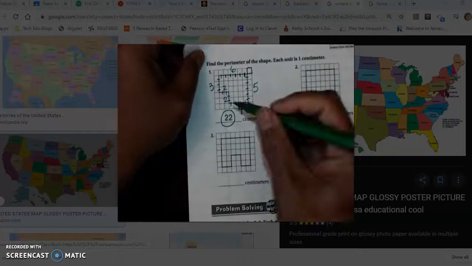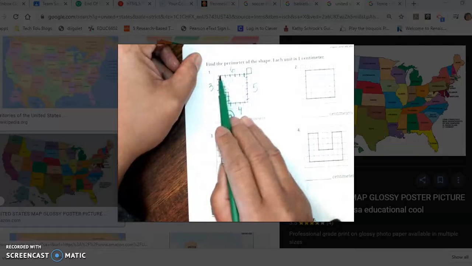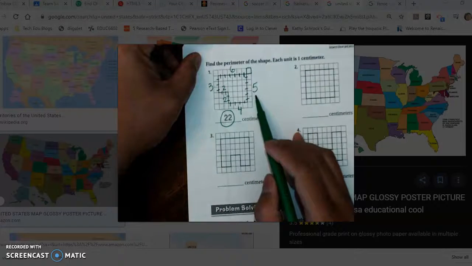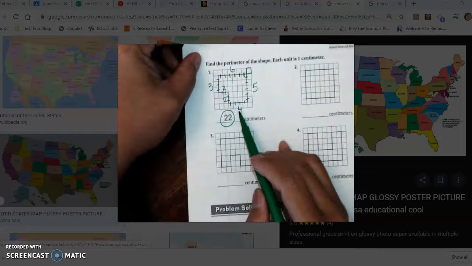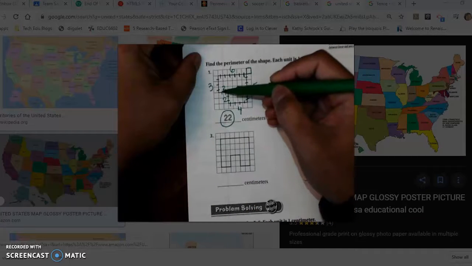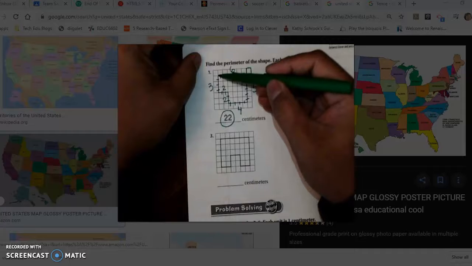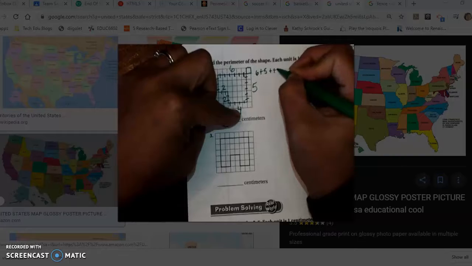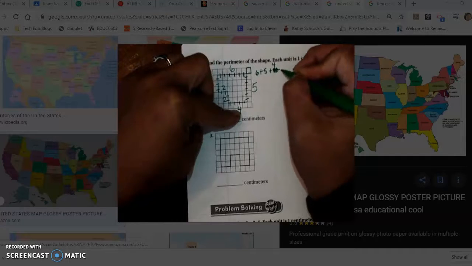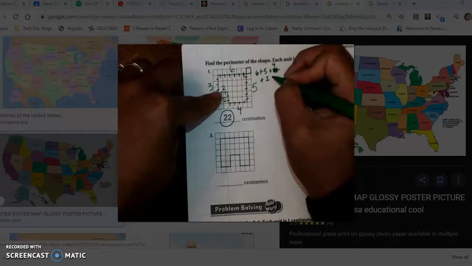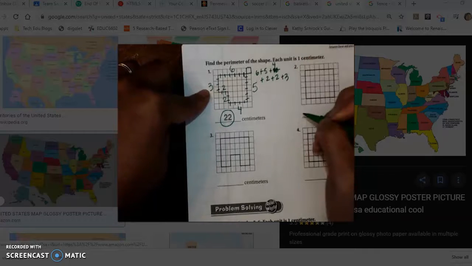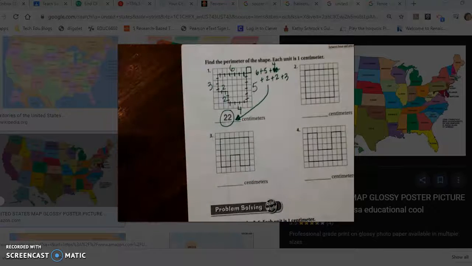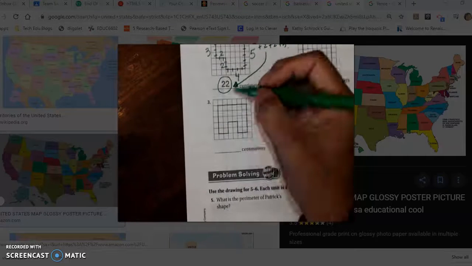So for example, you see in number 1 here, each unit at the top totals out to be 6. On the side, it's 5. On the bottom, it's 4. And then there's those wacky sides. We have 2 and 2, and then 3. Adding all of that up together, 6 plus 5 plus 4, plus 4 plus 2 plus 2 plus 3 is going to equal 22. Okay? Let's do number 3 together.